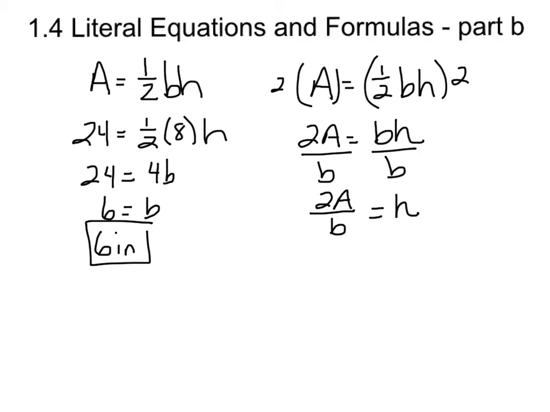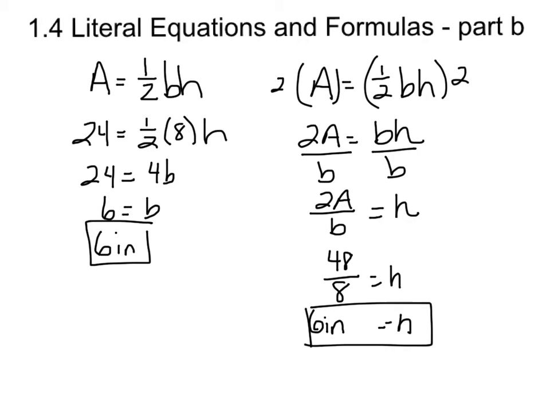So if you plugged it in, twice the area, what was the area? The area was 24. So 2 times 24 is 48, divided by the base, which is 8, that gives us 6 inches as our height. So we can manipulate equations and formulas to help us find the variable that the question is asking.